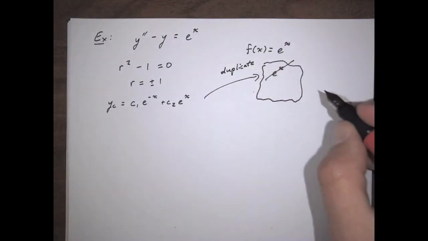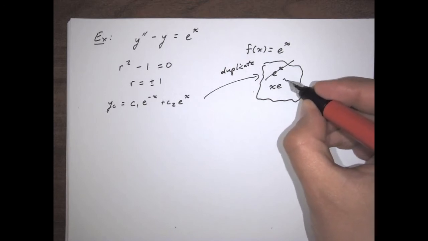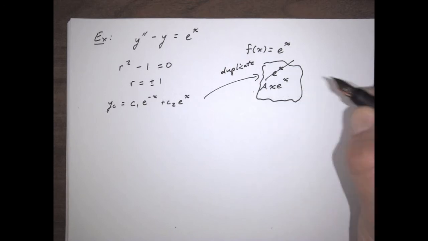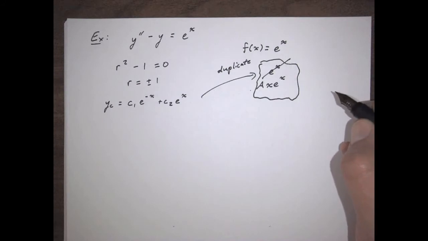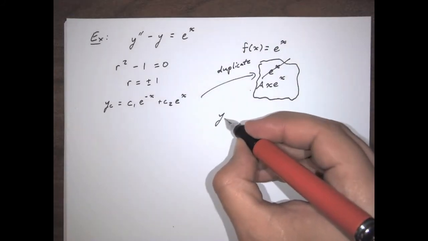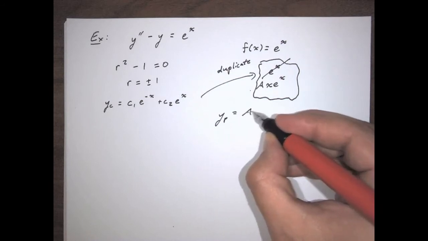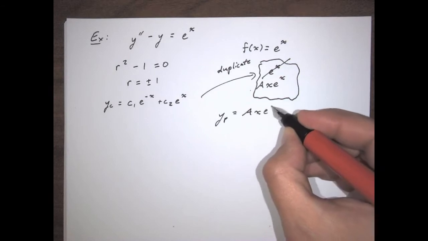So there's already a duplicate there, so no good. So then what we do is we put an x in front, and we hope that that's going to be enough, so that it doesn't step on the toes of what we had. So then the particular solution is a x e to the x.